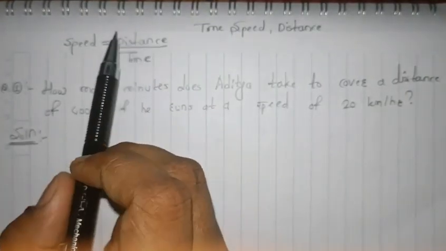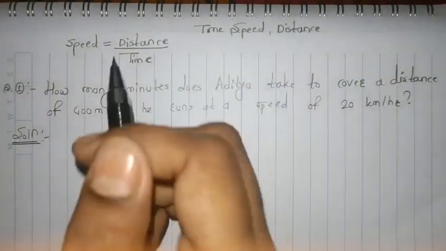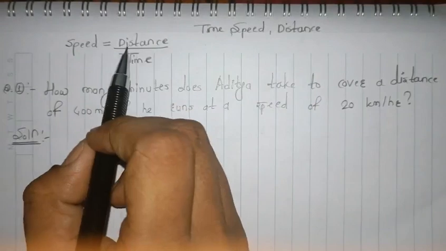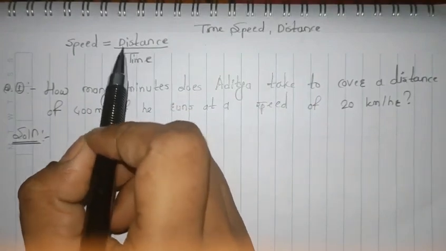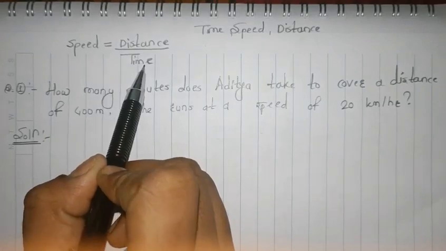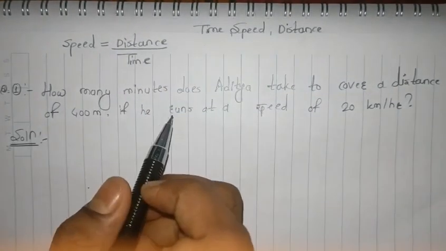Whenever any of these three is constant, the other two will be directly or inversely proportional. For example, if distance is constant, speed will be inversely proportional to time, right? And if time is constant, then speed will be directly proportional to distance.